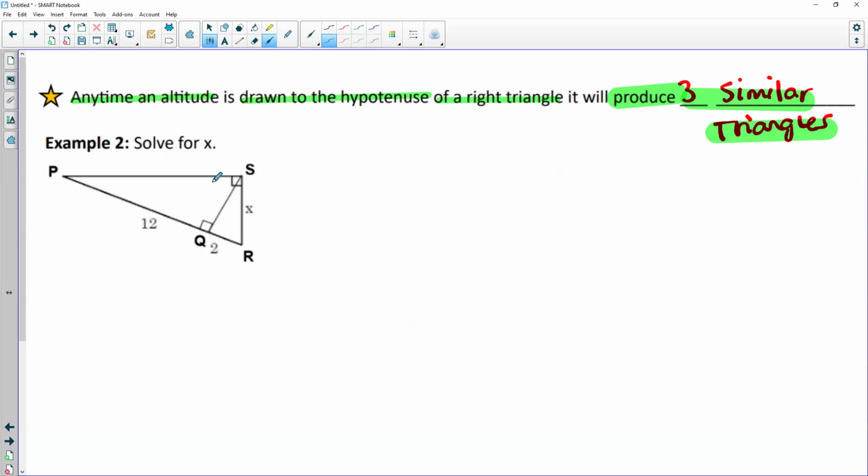Before we start, we're going to look at the large triangle as a whole, triangle PSR. Triangle PSR is going to have acute angles P and R. I'm going to label that with one ring for angle P and two rings for angle R. So what we'll do now is separate out all three triangles. Here is triangle PSR, where S has a 90-degree angle, P has one ring, R has two rings.